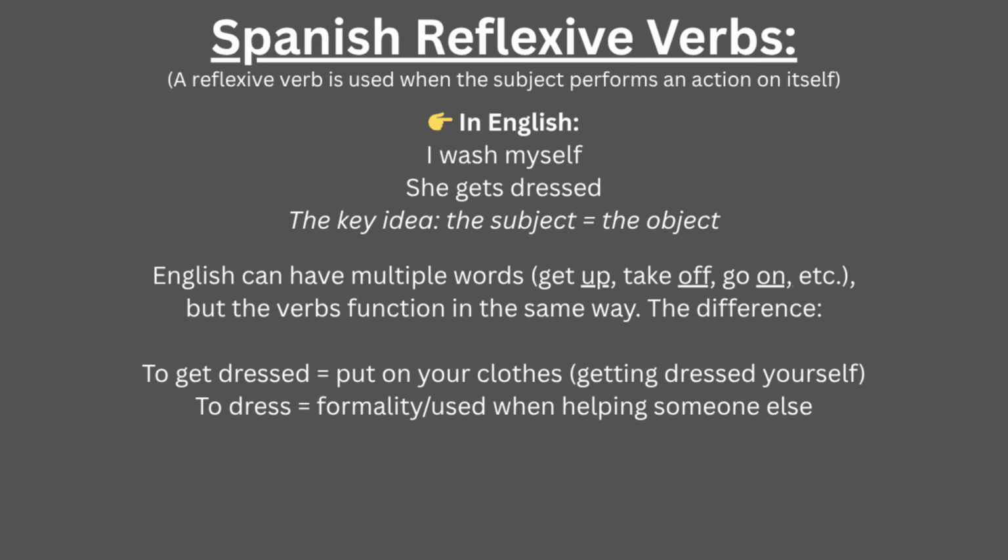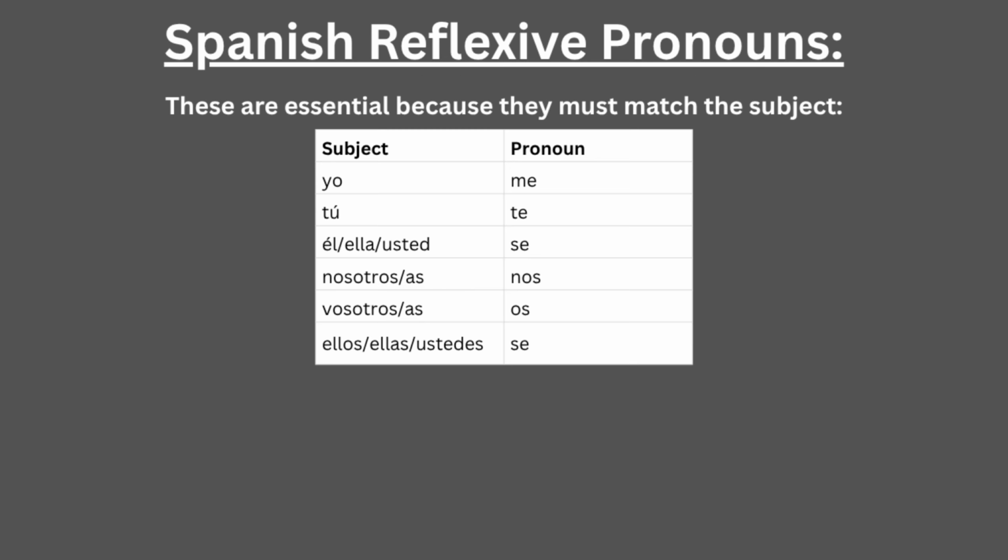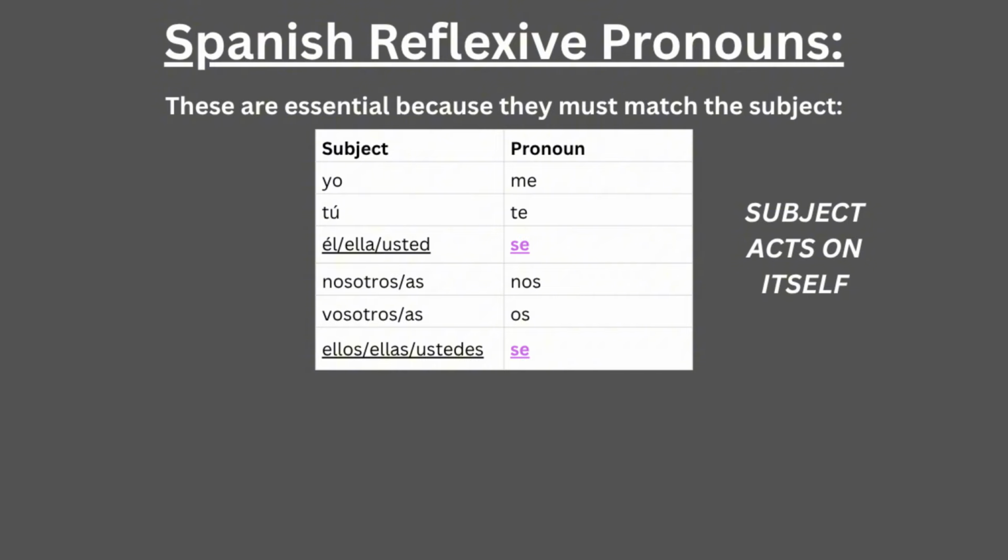To conjugate reflexive verbs in Spanish, we have to see reflexive pronouns, which borrow the form of object pronouns. In essence, the subject is the object in a sentence, so the reflexive pronouns indicate that a subject acts on itself. Me, te, se, nos, os, se. The pronoun se is used for él, ella, usted, and ellos, so verb conjugations distinguish the subject.